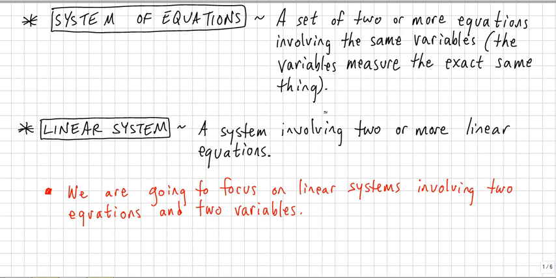What we're specifically going to learn how to handle in this section is what are called linear systems. It's a system of equations, but specifically it's a system involving two or more linear equations. So the equations, when you graph them, are lines. And even more specifically, our equations are just going to have two variables in them, x and y, or whatever the two variables may be. x and y are the common ones.